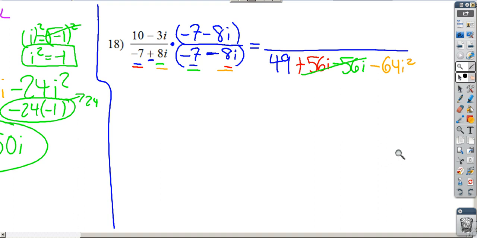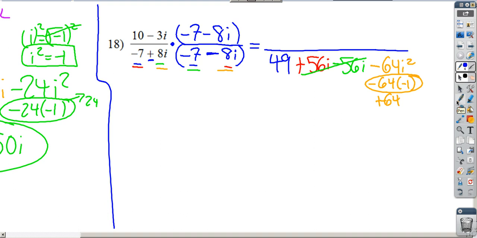And if you recall from the last problem, i squared is actually a number. It's equal to -1. So this whole thing is the same as -64 times 1, which is plus 64. So we'll simplify that bottom in just a second.